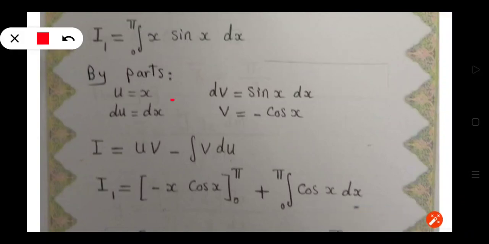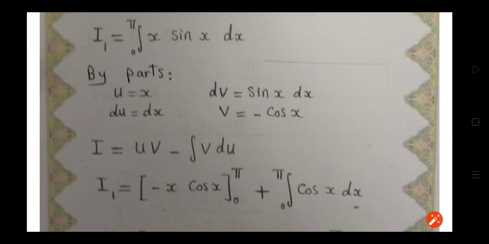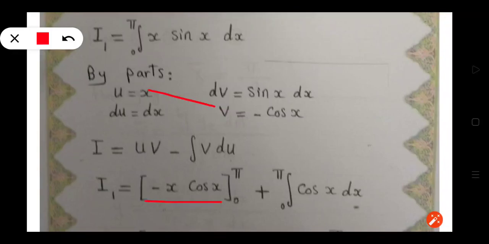Let u equal x, so du equals dx, and dv equals sine x dx, so v equals negative cosine x. The rule of integration by parts is uv minus the integration of v du. So it will equal negative x cosine x, minus, it will be positive v du, that's the definite integral from 0 to pi of cosine x dx.